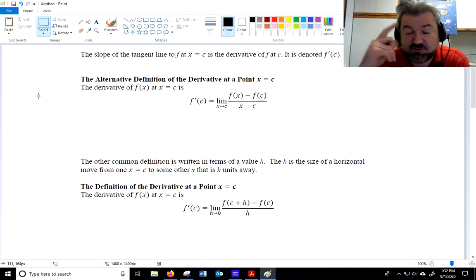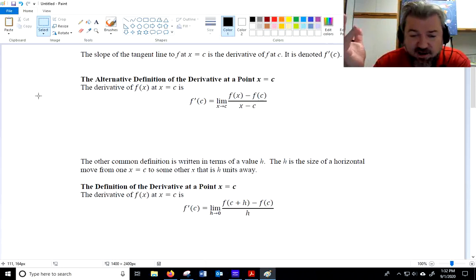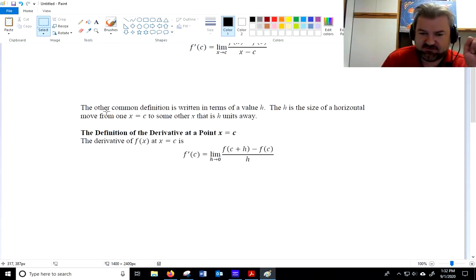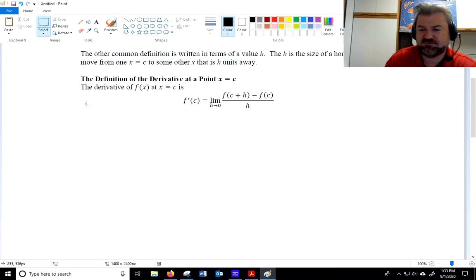That is actually what is called the alternative definition. I don't know why one gets the title of alternative and the other one gets the title of the definition. To me, they're both equally good. But the other definition is just called the definition. So the other common definition is written in terms of the value h. The h is the size of a horizontal move from x equals c to some other x that is h units away. And that is f prime of c is equal to the limit as h goes to 0 of f of c plus h minus f of c all over h.